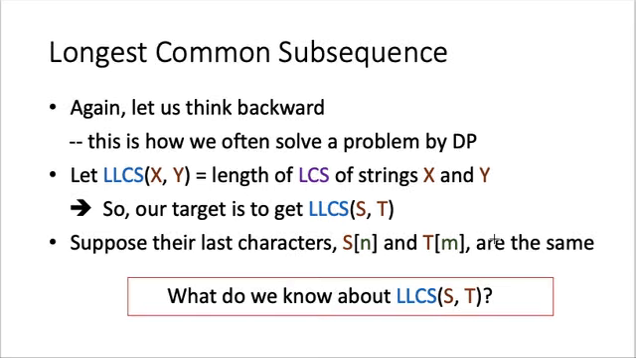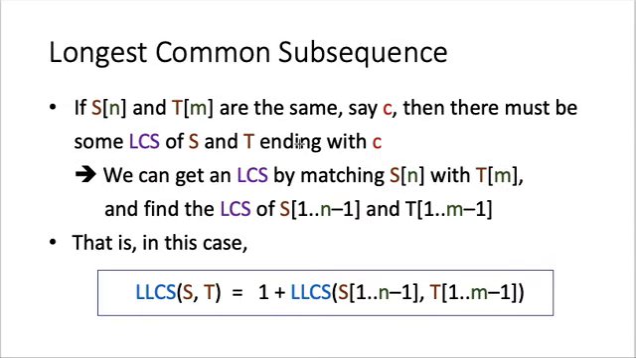So although this looks natural, this still needs proof. To see why this is correct, we will first see that if S and T end with the same character, let's say this is the character C, we must have some longest common subsequence of S and T ending with C. Now, if it does not end with C, then what does that mean?